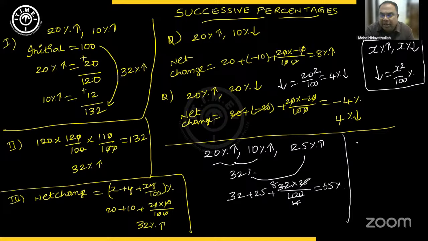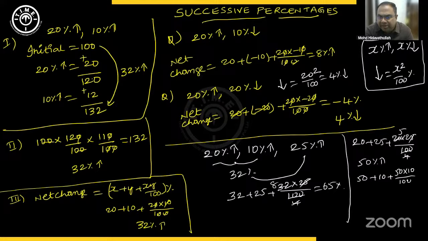Let me try 20 and 25: 20 plus 25 plus 20 into 25 by 100. So this is 50%. Apply 50 and 10. So you are going to get the same answer, 65%. You take these two, then apply 20, you are going to get the same answer. It is not going to change. Why? Because it is successive percentage.